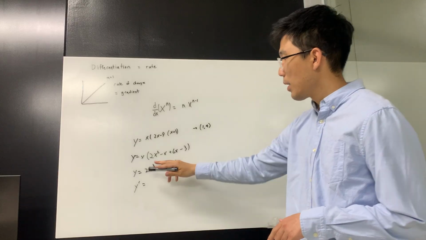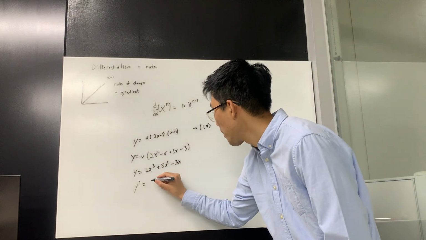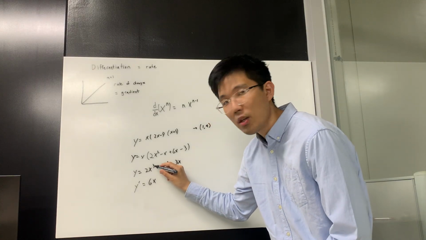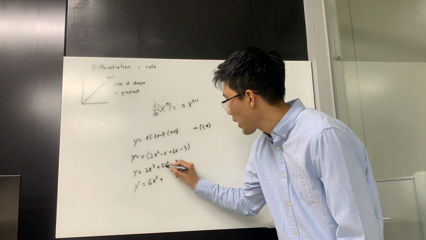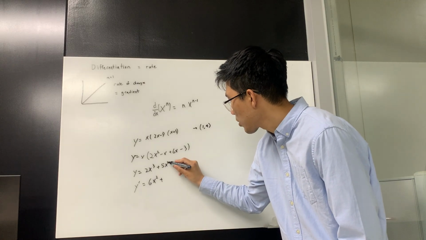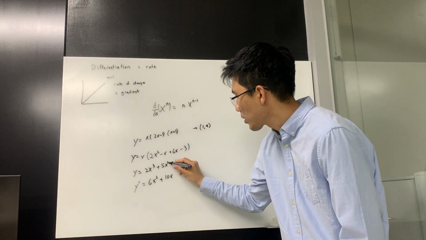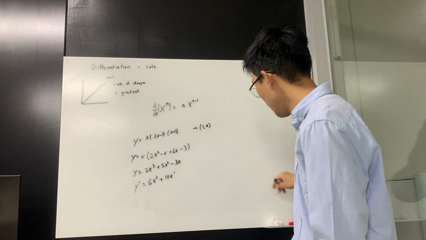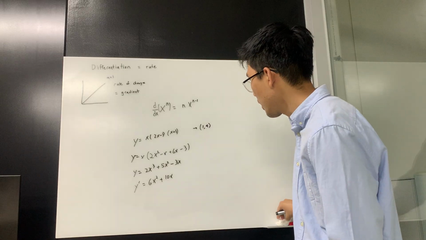What is our n? n is 3. So 2 times 3 is our coefficient. 2 times 3, 6. X, from 3 it drops 1. Power is 2. Okay. Scalar 5. 5 times the power 2, 10. The power of 2 drops 1, so it's 1. But power of 1, you simply don't have to write the power, so it's 10x.